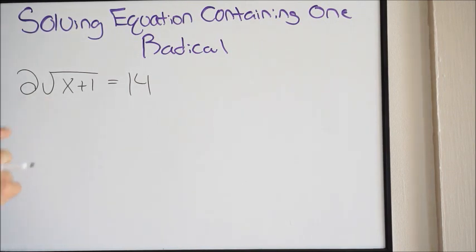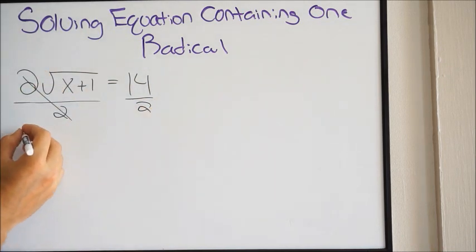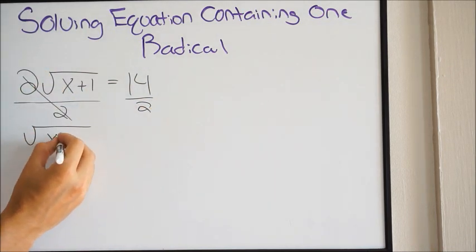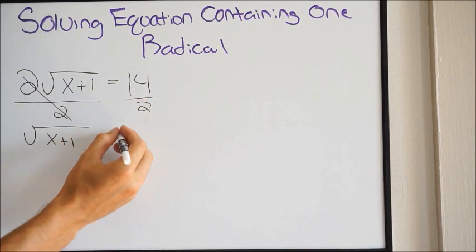All right, so notice I have a 2 here, so this is multiplication. I want to divide both sides by 2. So I'm going to divide by 2 here and divide by 2. Right, this will cancel, and I'll be left with the square root of x plus 1. And we know that 14 divided by 2 is going to be 7, right?